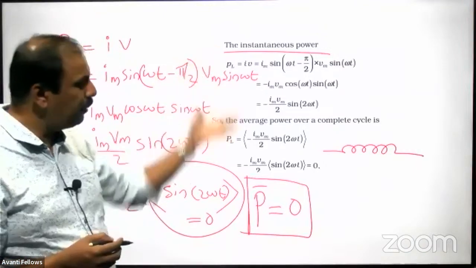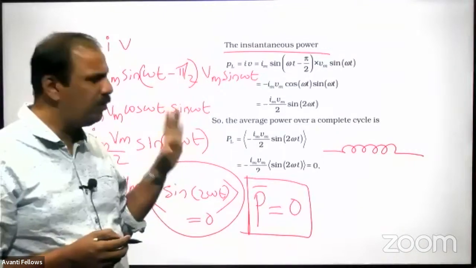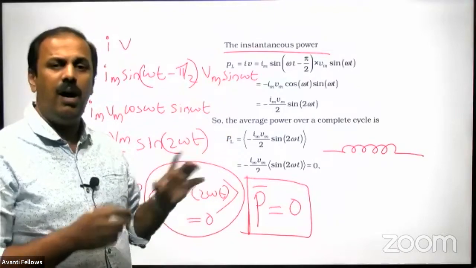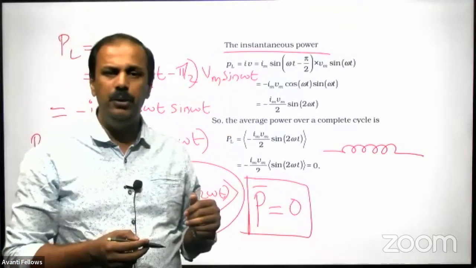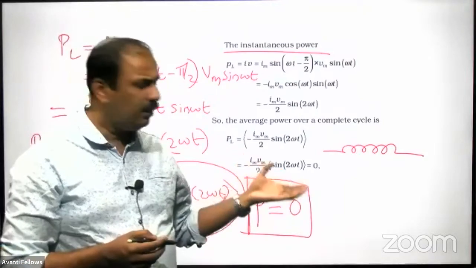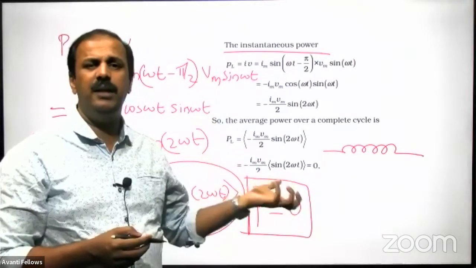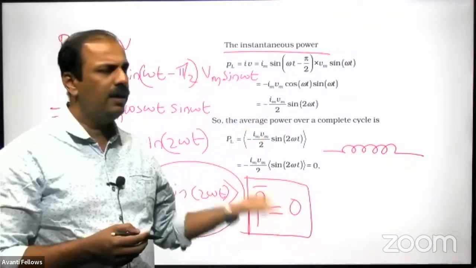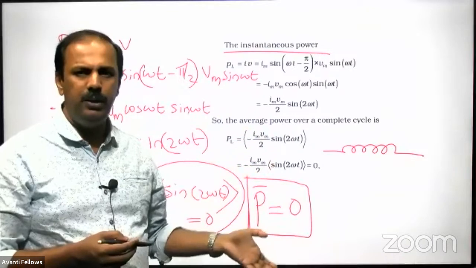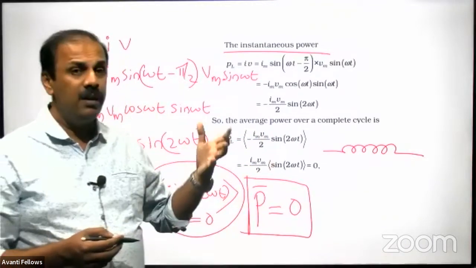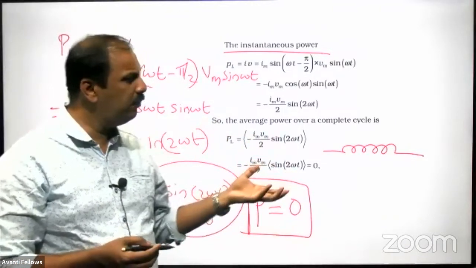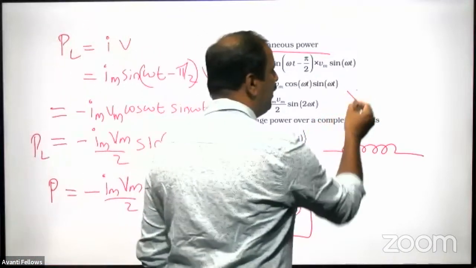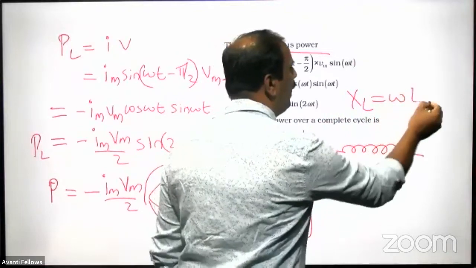So once more we will sum up about this inductor. We discussed that for an inductor, the current and voltage are out of phase by an angle of pi by 2, with the voltage leading and the current lagging. That is, the voltage is going ahead and the current is behind by pi by 2, and the opposition is given by omega L, which is called XL, the inductive reactance, equal to omega L.